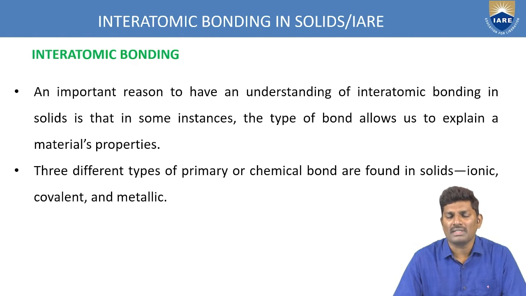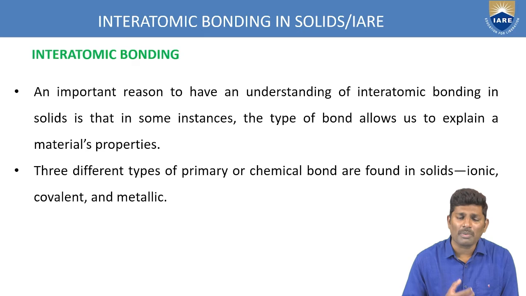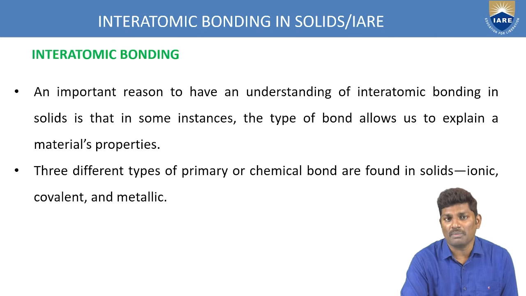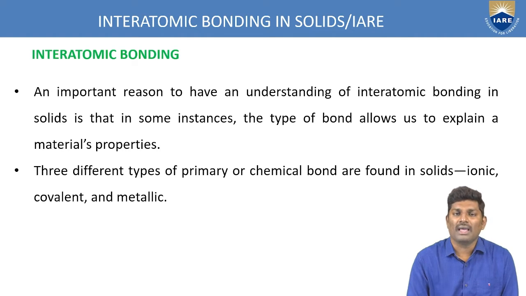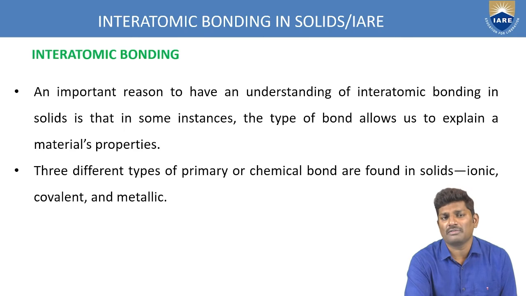Now we'll see what interatomic bonding between materials is, and what the different types are. The importance of studying interatomic bonding is that if you want to know the different mechanical as well as physical properties of any solid material, one needs to know the bonding between the atoms. This interatomic bonding allows us to explain the characteristics of the given material. Therefore, we have different types of bonding.